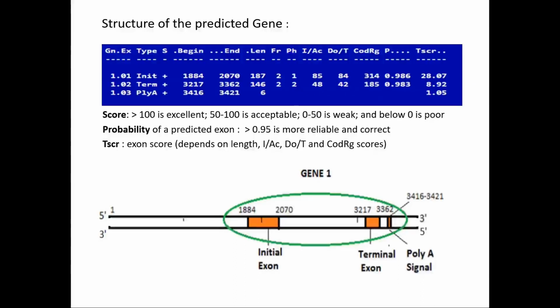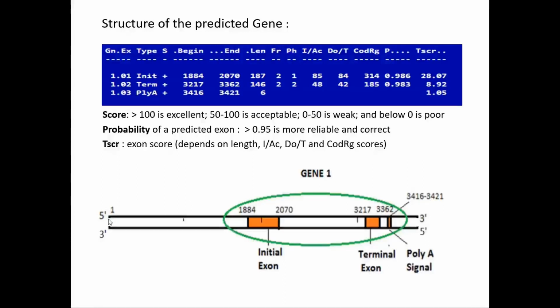Next is probability. If the probability of a predicted exon is more than 0.95, it is more reliable and correct. Total score is the exon score, which depends on the length, all these signals, and the coding region score. So based on the signal score, the coding region score, and the probability, we can see whether the predicted region is reliable or not. Based on this, we can draw the structure of the predicted gene.